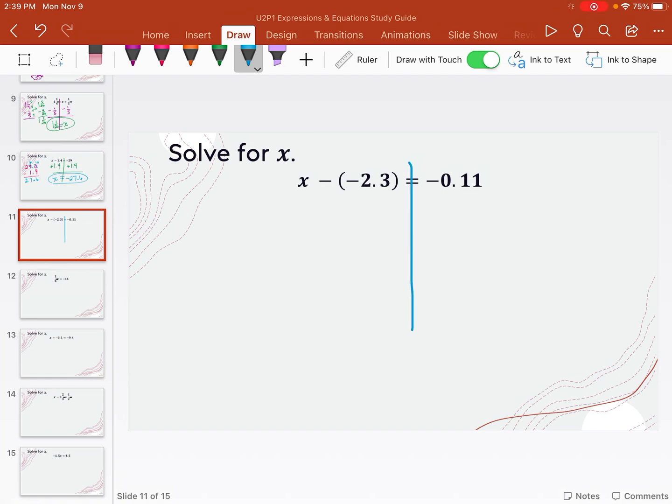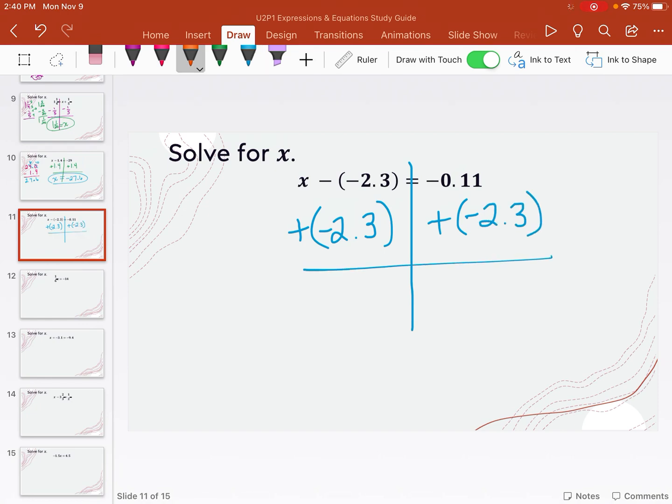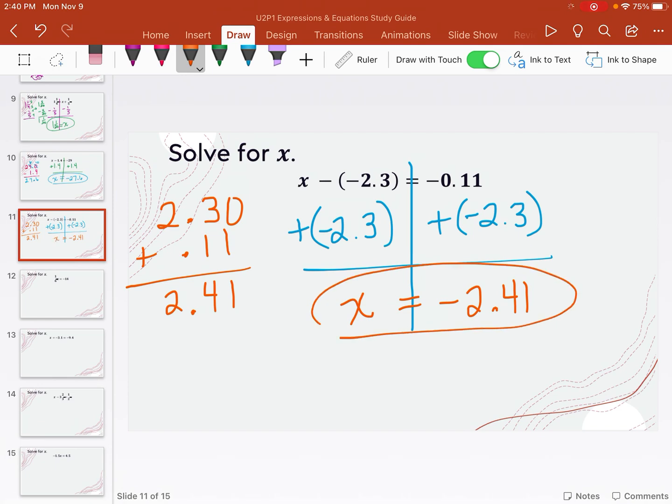All right, this one is subtracting a negative, so I'm going to do the opposite operation and add a negative, where you only change the operation, not the sign. Only the operation, not the sign. I'm adding a negative, which here it's a negative plus a negative, same signs, add and keep. So I'm going to add these together, 2.3 plus 0.11, put in placeholder 0, and add them. You get 2.41. It's keep the sign, so they're negative, so it's -2.41 is equal to x.